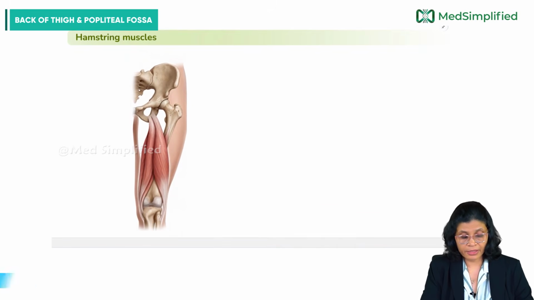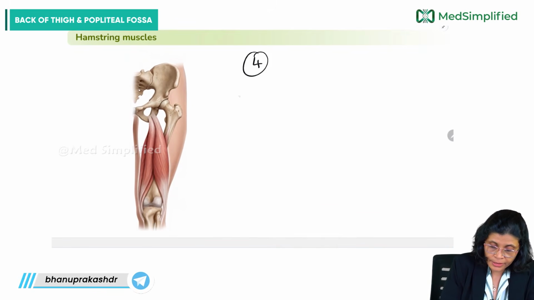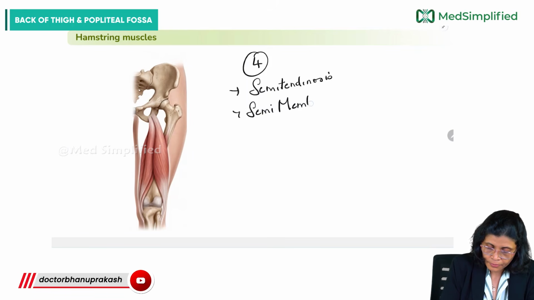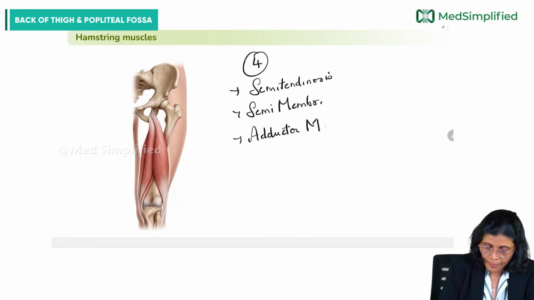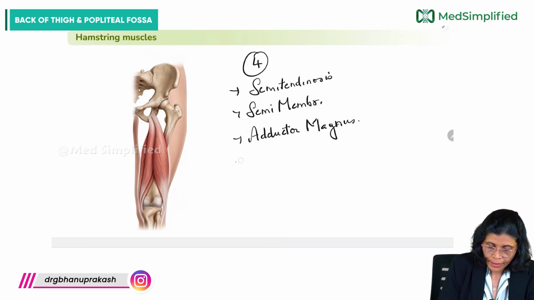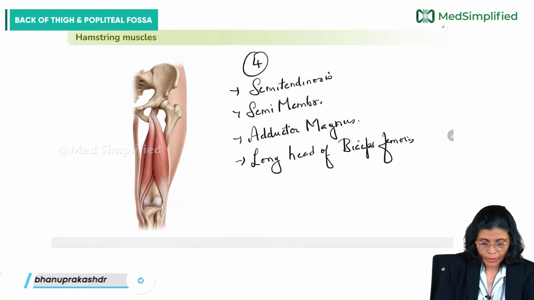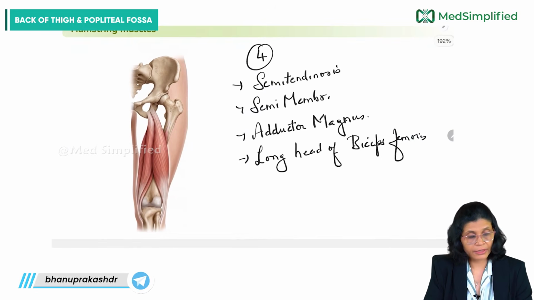Now these hamstring muscles, we have four. There are four hamstrings and they are the semitendinosus, then we have the semimembranosus, then we have the hamstring part of adductor magnus, and we have the long head of biceps femoris. So these are the four hamstring muscles.